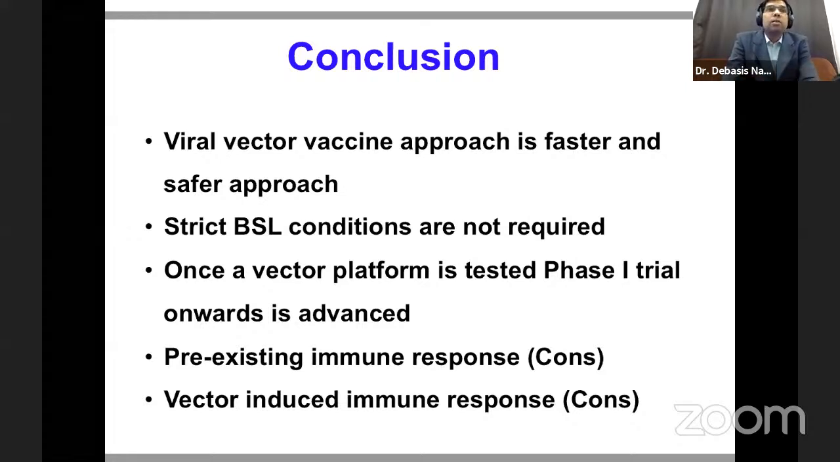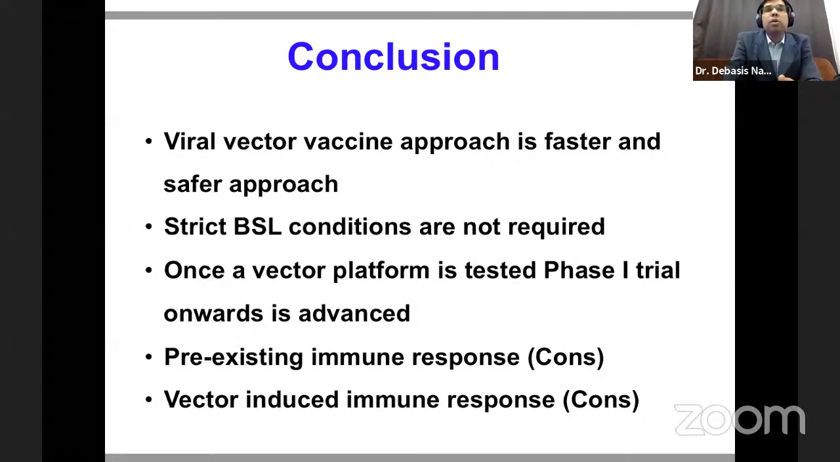In 3 months, ChAdOx made the vaccine. In 4 months, we made the candidate vaccine. China made it even faster. Russia made it even faster. So this platform allows making the virus vector possible within a very short time. Earlier, vaccine trials took a minimum of 5 to 10 years. Now within a year, we are seeing the results. That is the advancement of technology, genomics, informatics.